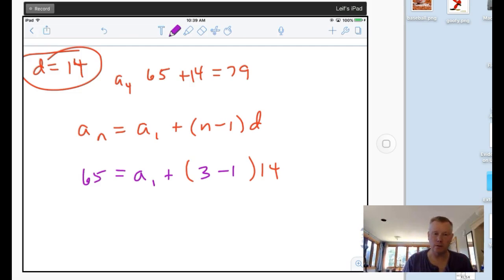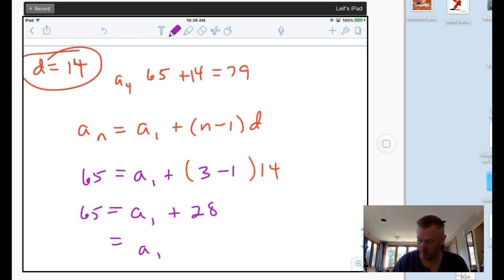So it's nice when they give you one of those numbers, you can figure out the equation. 3 minus 1 is 2. 2 times 14 is 28. And now I can solve that, subtract 28 from 65 is 37. So that's my first number in the sequence.